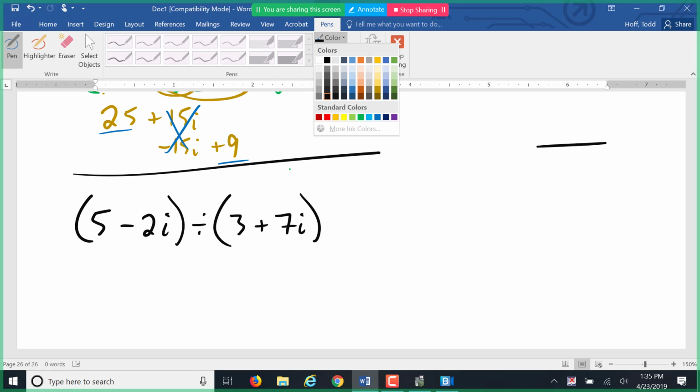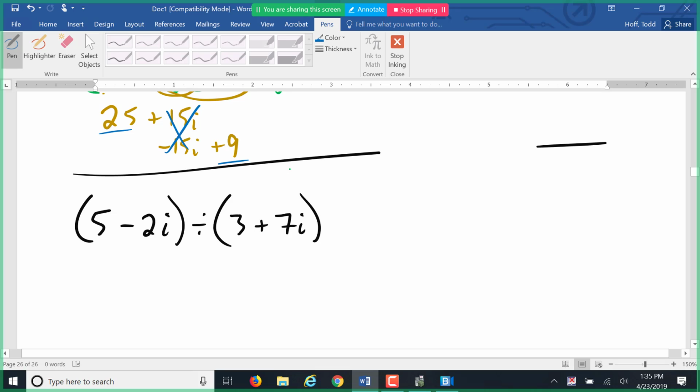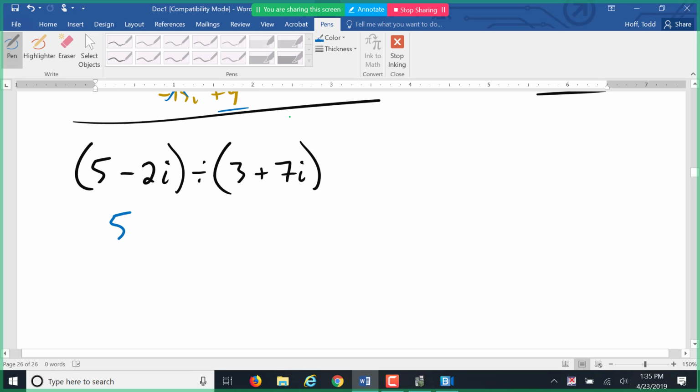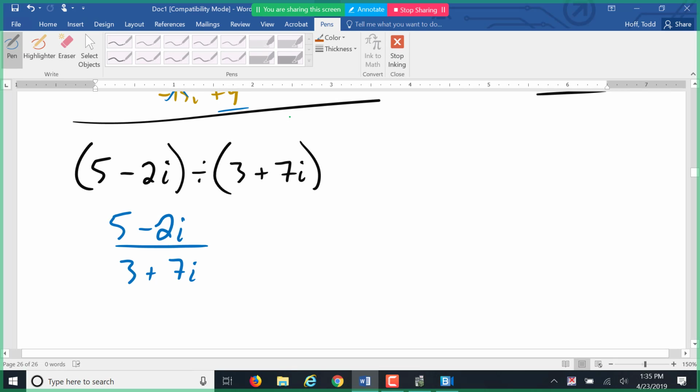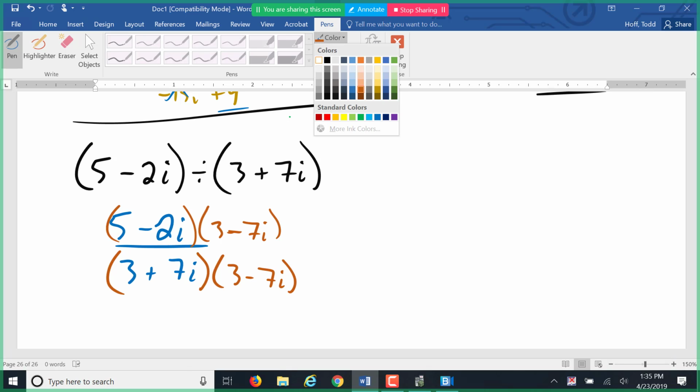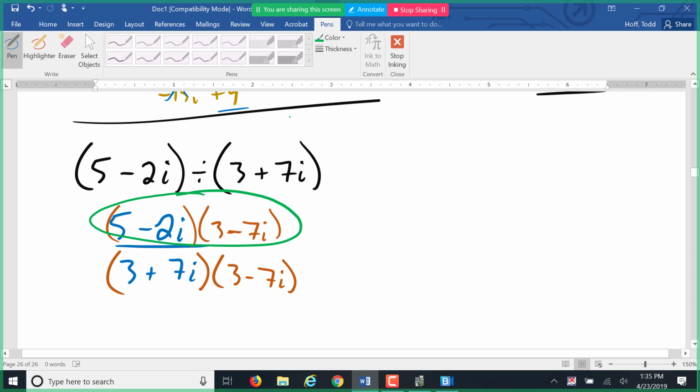To divide our complex numbers, just like we did with our radical numbers, we simply turn it into a fraction: 5 minus 2i over 3 plus 7i. And then all we do is rationalize the denominator. So I have to multiply by 3 minus 7i in the numerator and denominator. So let's do this multiplication in the numerator first. It's going to be a little more work.